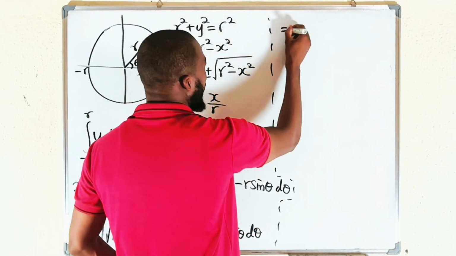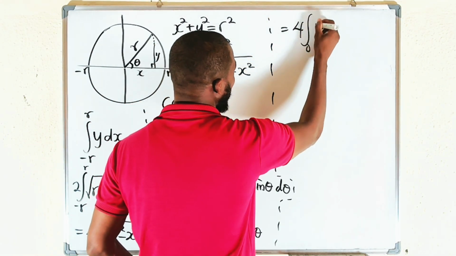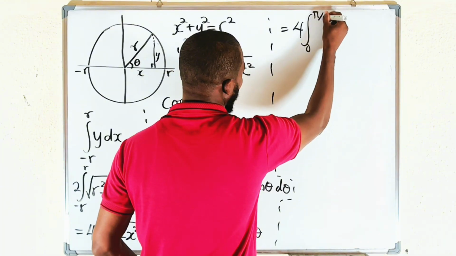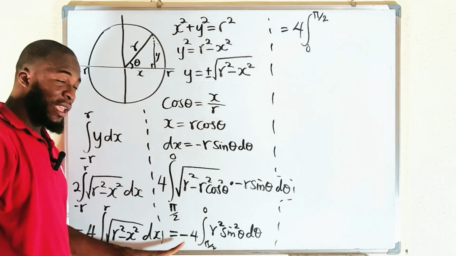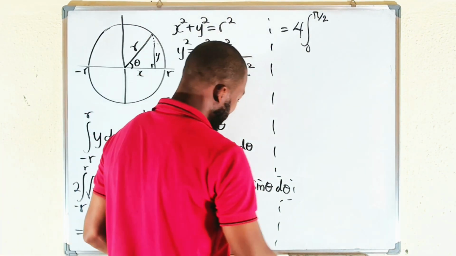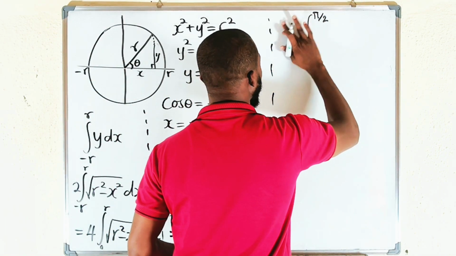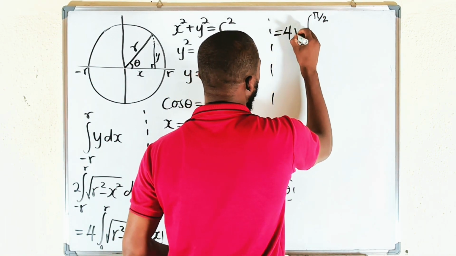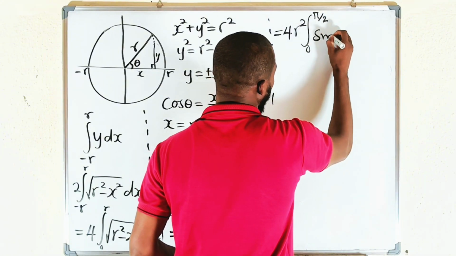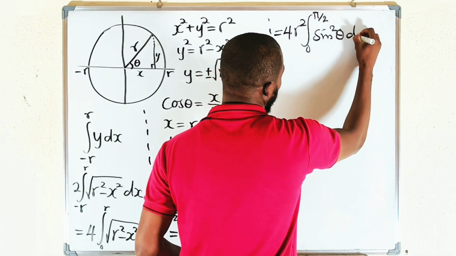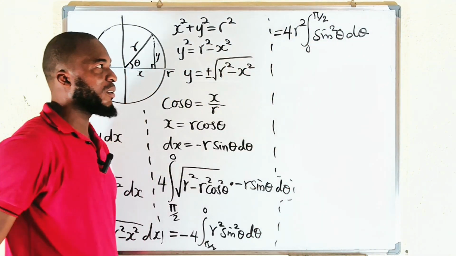So the area is equal to 4 times the integral from 0 to pi over 2. Now the 4 is positive instead of being negative. And even the r squared, you can bring it out because it is a constant, right? So this is equal to 4 r squared. Inside we only have sine squared theta d theta. So this is what you need to integrate.